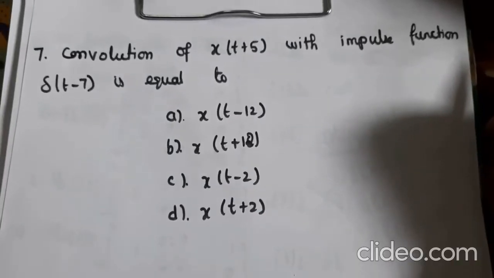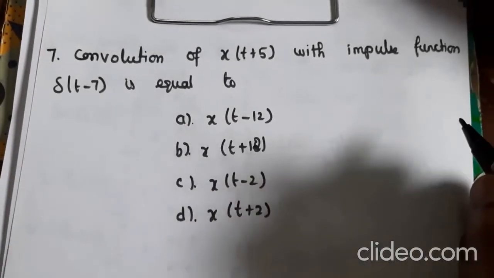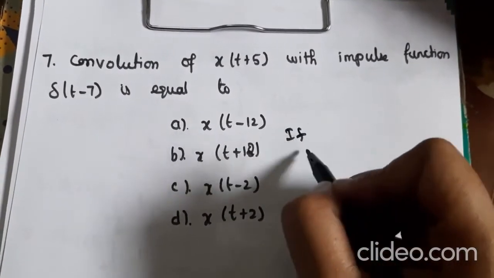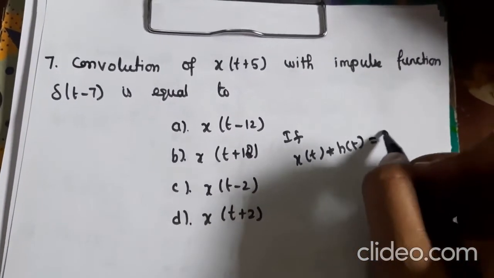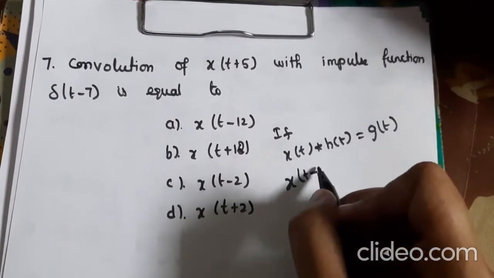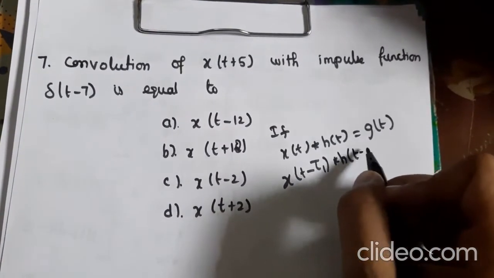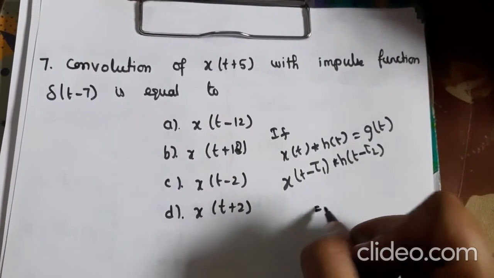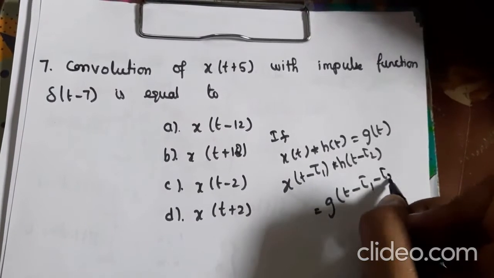Seventh question, convolution of x of t plus 5 with impulse function del of t minus 7 is equal to. And we know if we consider x of t convolved with h of t, we will get g of t. So now we delay this x of t by tau 1 and h of t by tau 2. So now we will get g of t minus tau 1 minus tau 2.